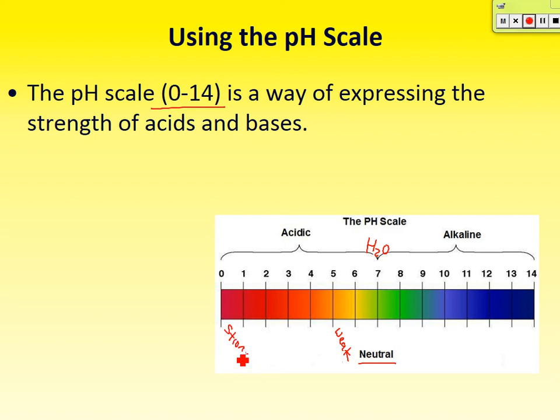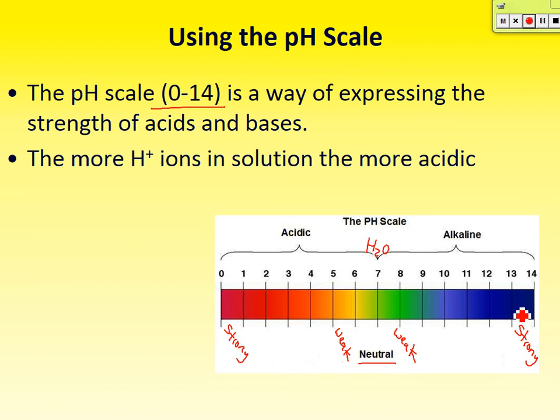Now let's go to the bases. What if it was a pH of 8? It's basic, but is it a strong base or a weak base? Weak. Always remember, if it's by 7, which is water, it's almost neutral. It's very weak. As you move further away from 7, though, it gets very strong. And so a pH of 13 or 14 is a very strong base.